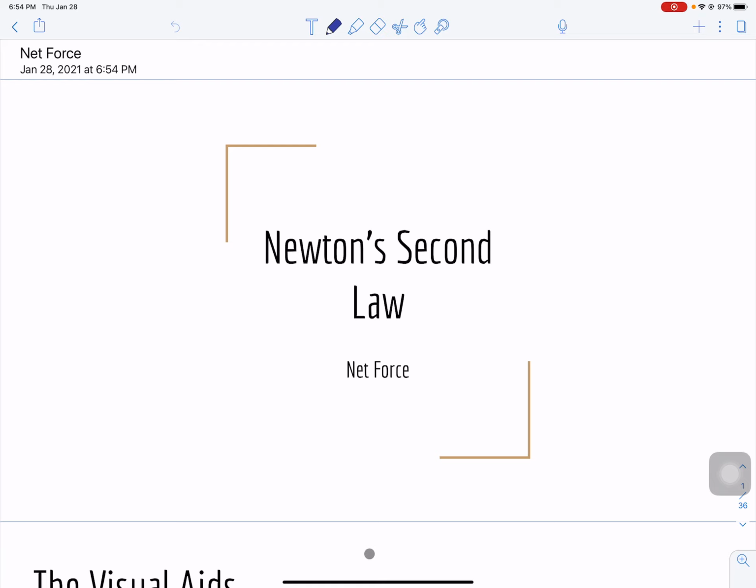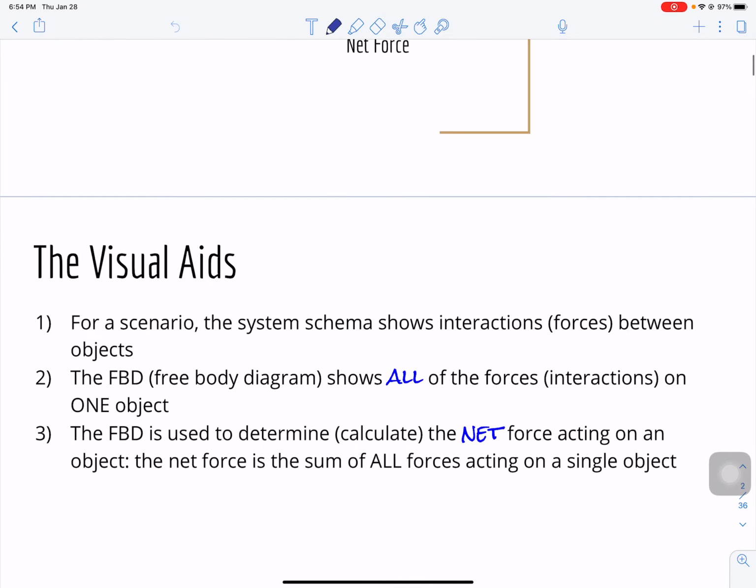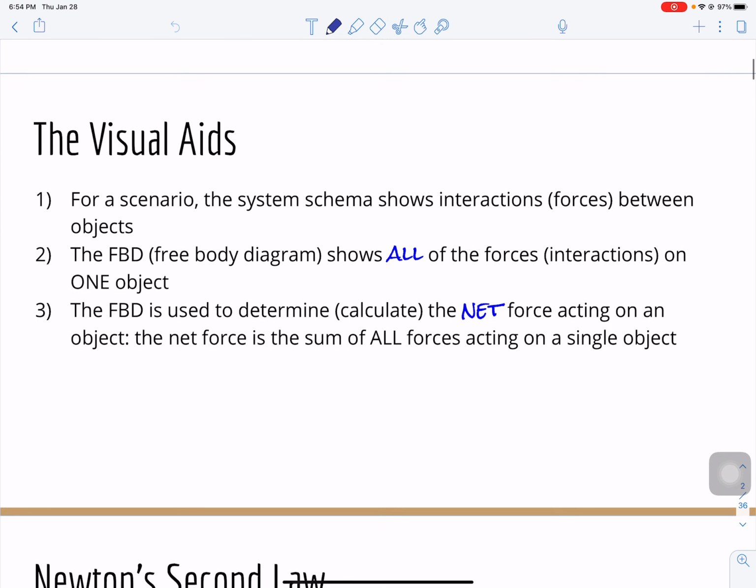So we're going to start talking about Newton's second law, and this is the first in a series of videos. And the first idea that we're going to look at is the concept of net force. Before we get started, I want to remind you of some visual aids that we have for looking at forces.